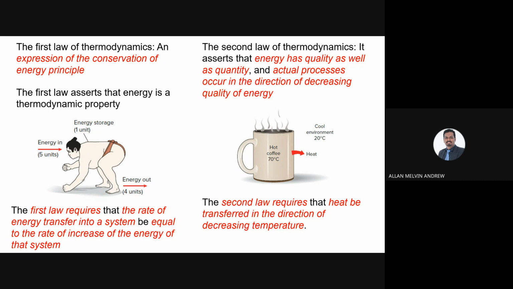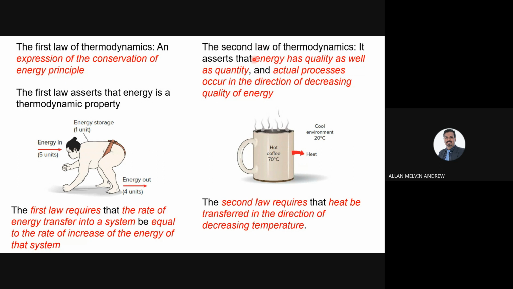So that is a simple example for you to understand how the first law of thermodynamics works. The first law requires that the rate of energy transfer into a system be equal to the rate of increase of the energy of the system. Meaning how fast the energy is changing is the rate of increase of the energy in that system. If you have a faster rate of energy in and a faster rate of energy out, the energy will be converted faster. So meaning after you eat, if you straight away do exercise and burn that 5 units of energy, no energy will be stored in your body. That is what the first law is telling.